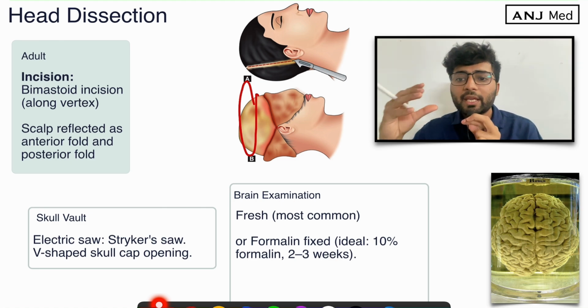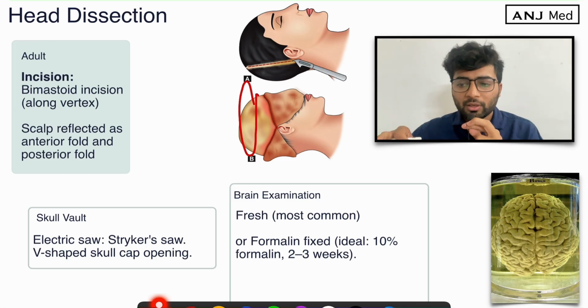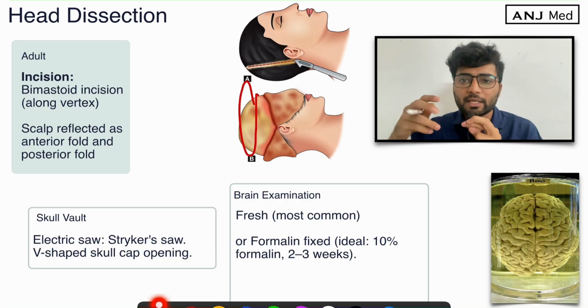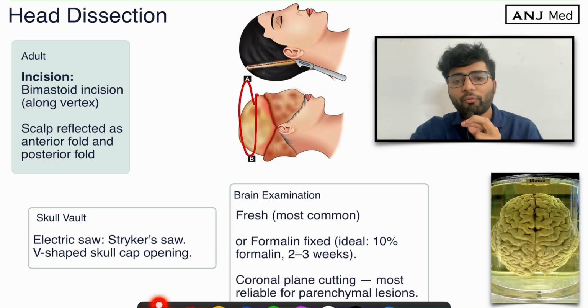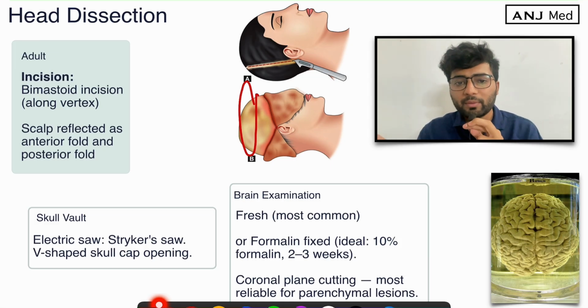But the brain is gelatinous or jelly-like. You cannot examine it as such because you won't be able to get proper tissue samples from it. So what we do is fix it in formalin. It makes the brain hard, so now you can properly cut it and get samples of your size. So formalin fixed is ideal, but the most common is fresh, just examined. Why? Because formalin fixation takes 2 to 3 weeks, and after 2 to 3 weeks you will examine it.